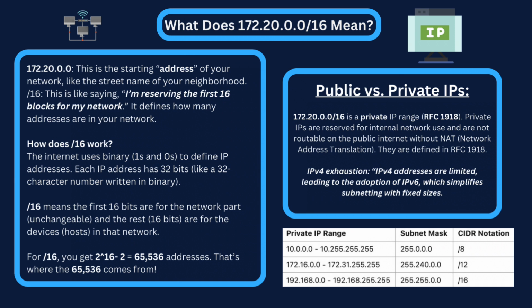Public versus private IPs. 172.20.0.0/16 is a private IP range, RFC 1918. Private IPs are used for internal networks and cannot connect directly to the internet without network address translation, NAT. IPv4 addresses are limited, leading to the adoption of IPv6, which simplifies subnetting with fixed sizes.